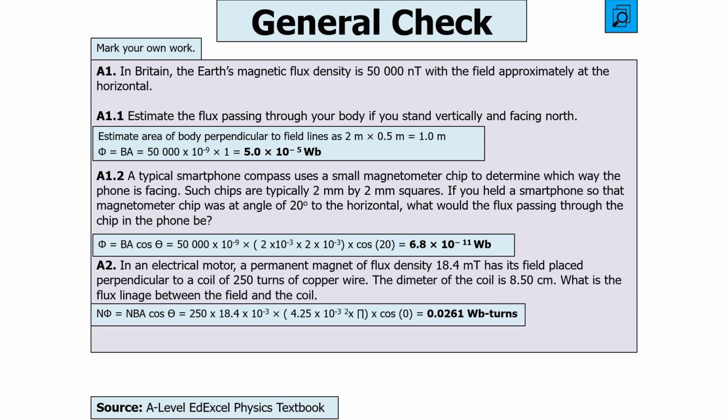Again, same equation now for flux linkage, except it's N phi, so therefore it's N BA cos theta. So we pop in now 250 turns. We work out area because it's pi r squared. So you take the diameter, half it to get the radius, turn that into meters, then you work it through, so we get 0.0261 Weber turns.